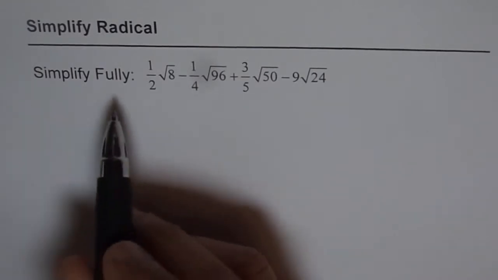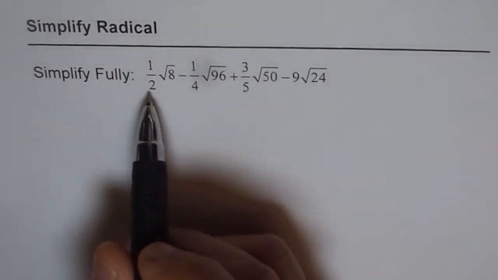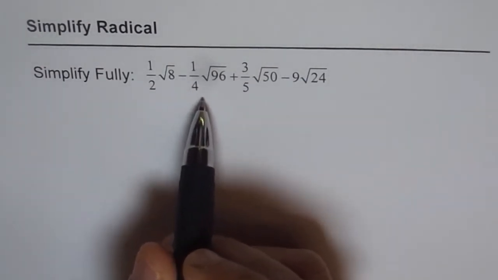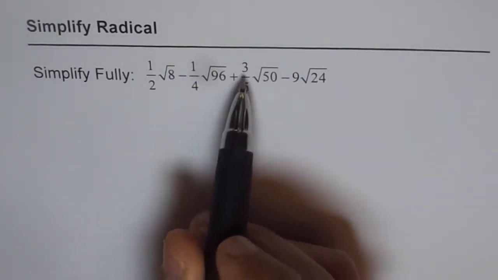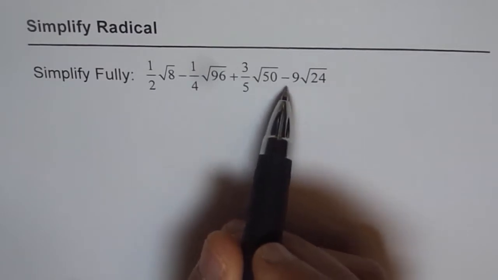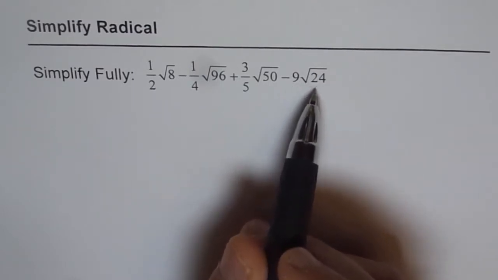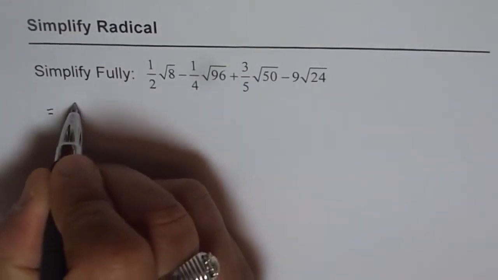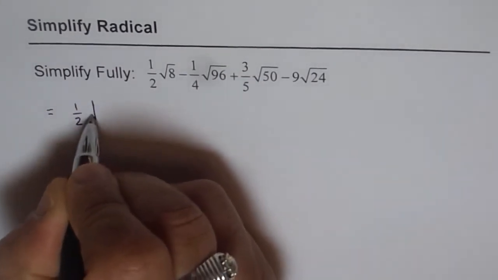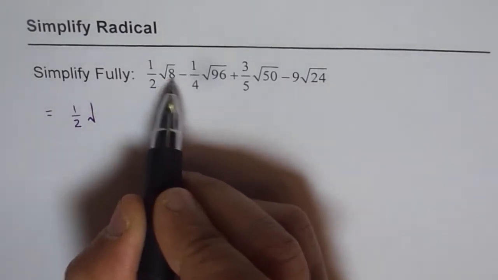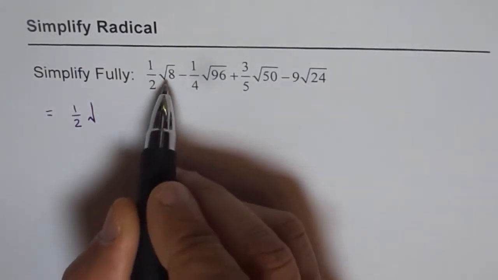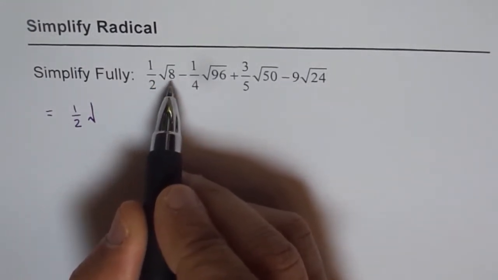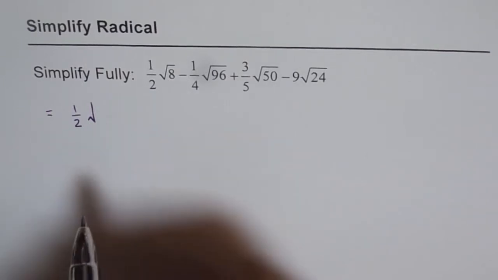Now we need to simplify this expression, which is half of the square root of 8 minus 1/4 of the square root of 96 plus 3 over 5 of the square root of 50 minus 9 of the square root of 24. Let's see how to simplify it. So let me write it once again here in factored form. What we will do is, every term which is within the square root, we'll try to write as a product of a perfect square with that number.